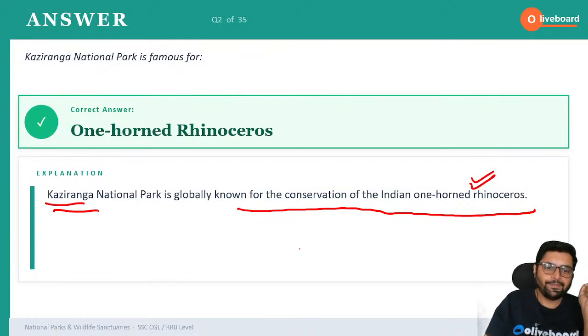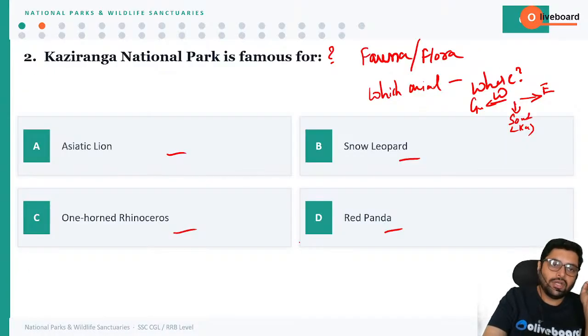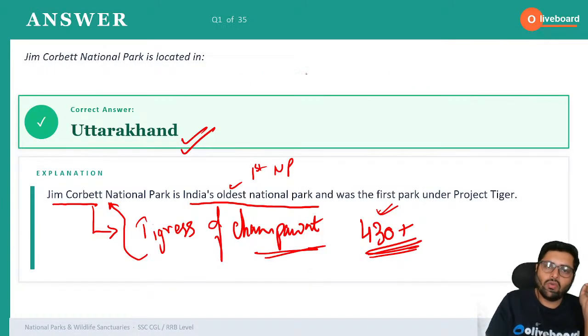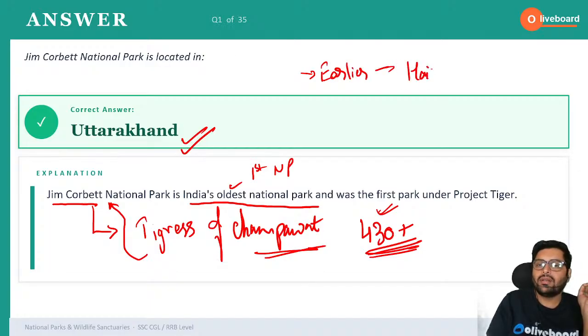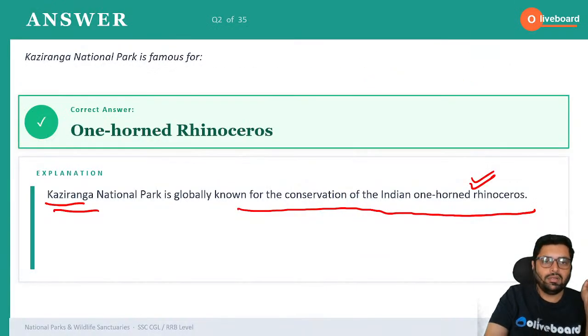Kaziranga. Okay? Jim Corbett National Park was earlier known as Haley National Park. Haley National Park. Okay? Simple.